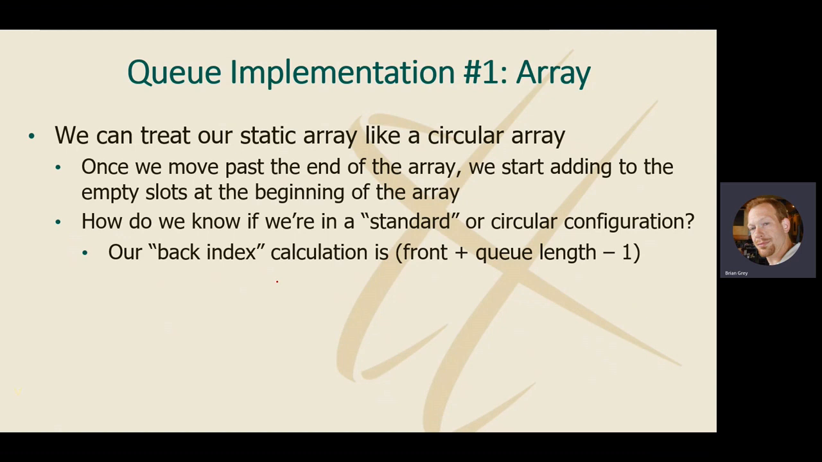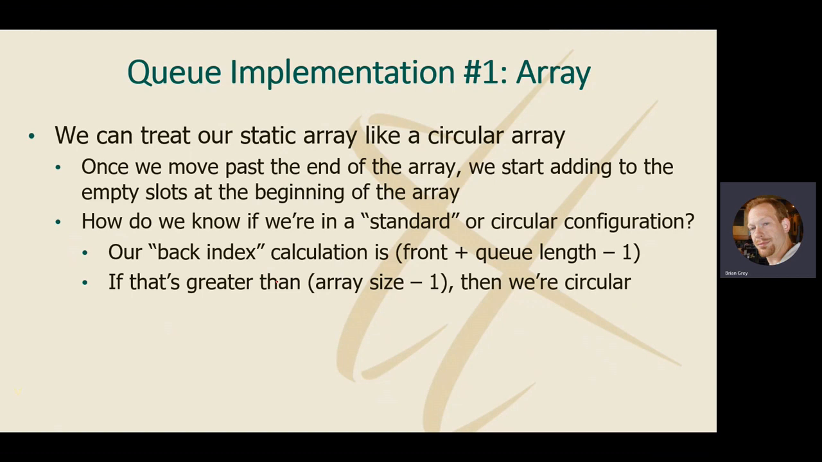So what do we know? We know we have to be circular. We know that 10th element has to be at the front of the array. And that's true. If our back index is greater than array size minus 1, then we're circular. And think about it. 2, 3, 4, 5, 6, 7, 8, 9. We're at index 9, that's 8 elements. Element number 9 has to be at index 0.